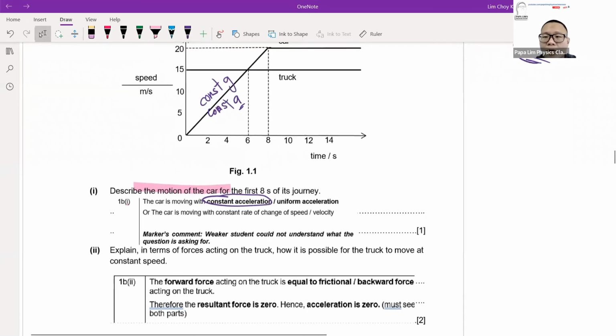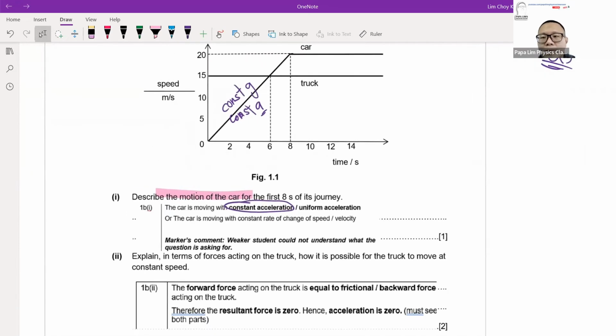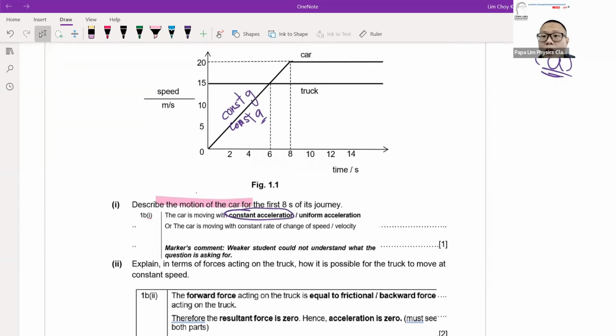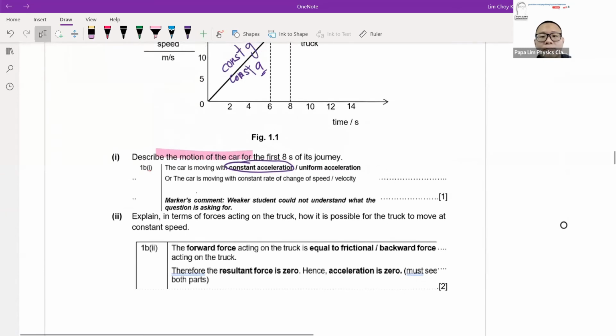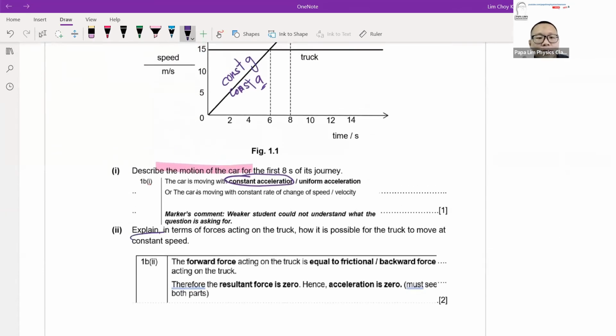So take note of this. It's a very common question, which I would say is very basic kinematics, whereby students need to know how to describe the graph itself. Now, in terms of forces, how is it possible to move at constant speed? Definitely constant speed, or sometimes we call this terminal velocity.